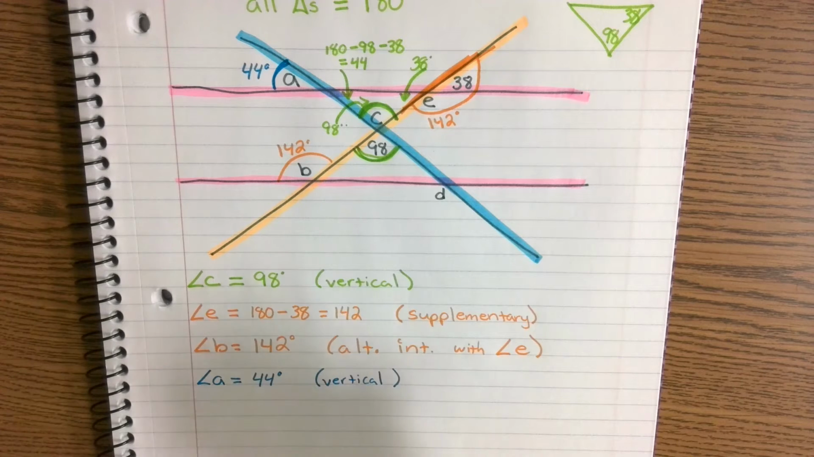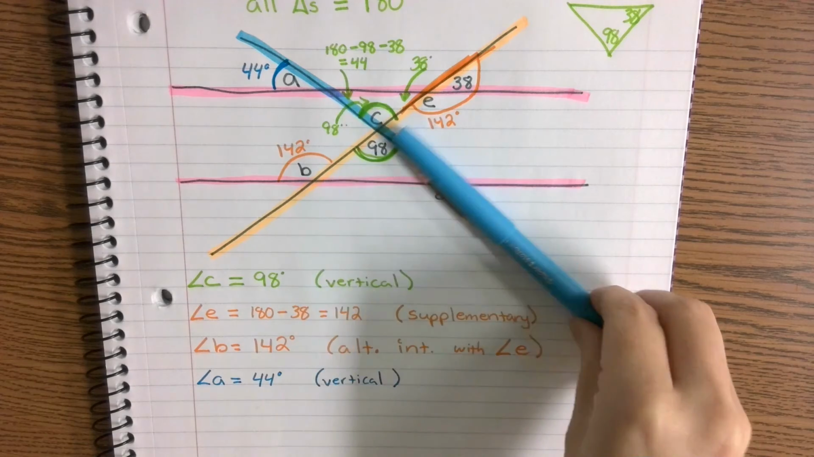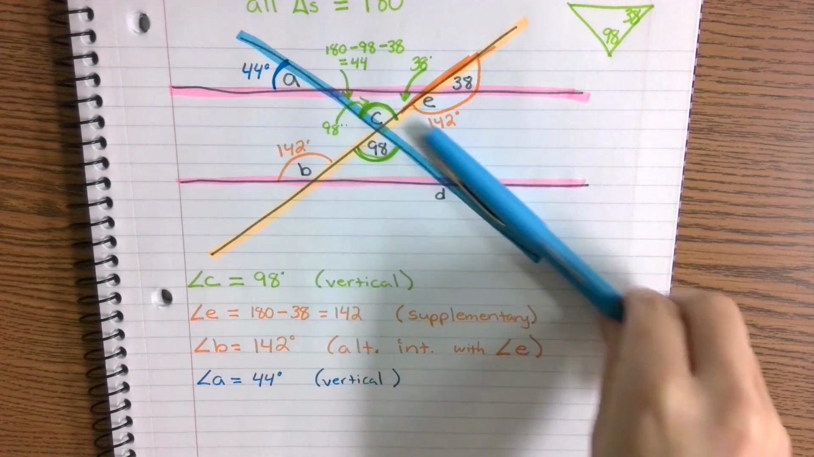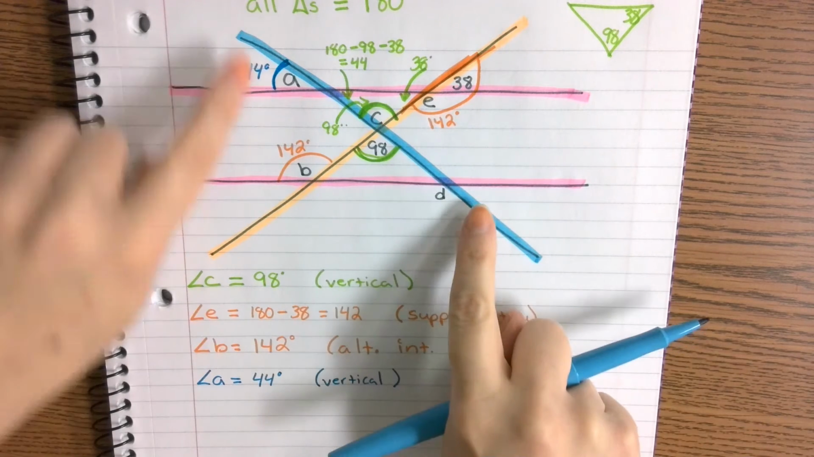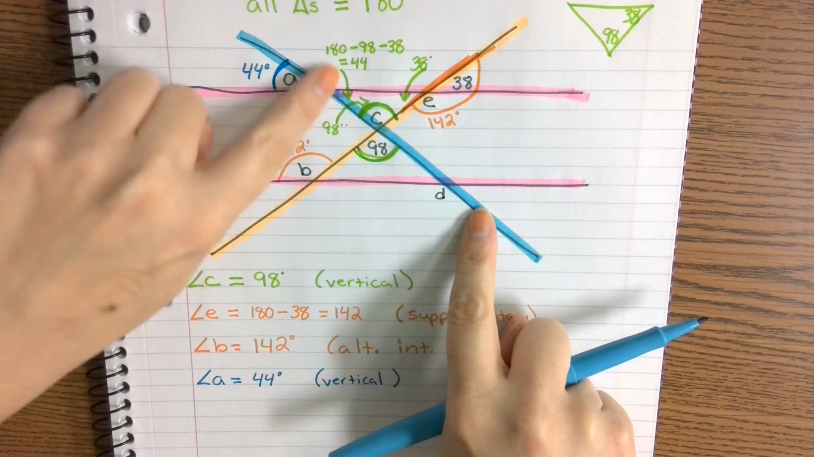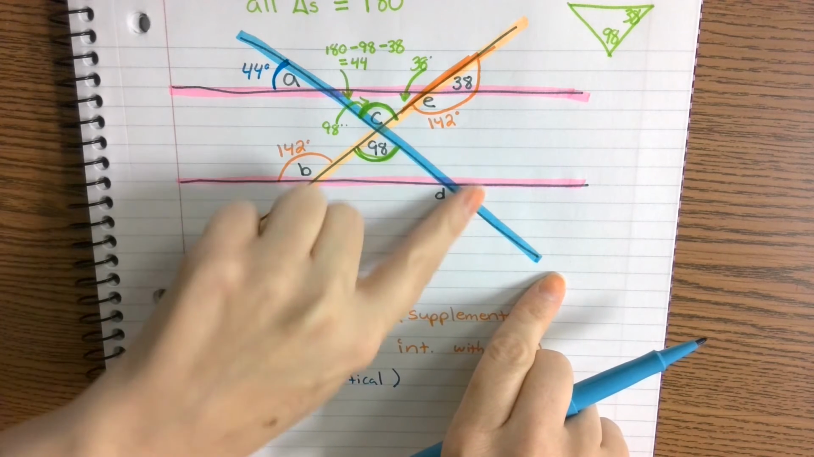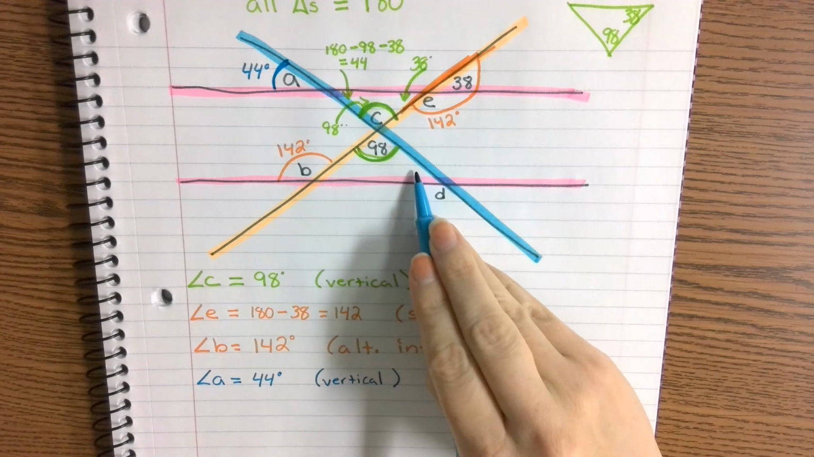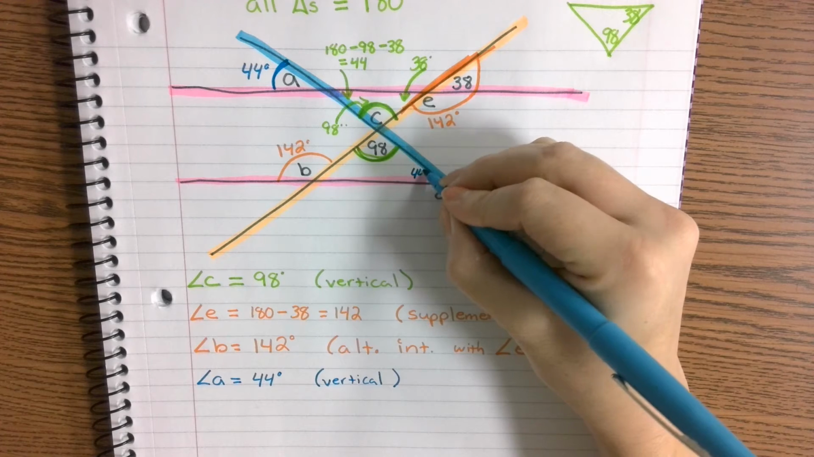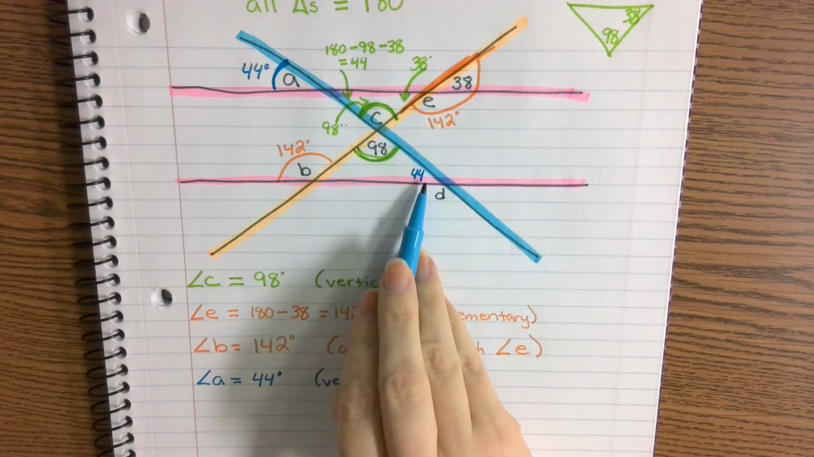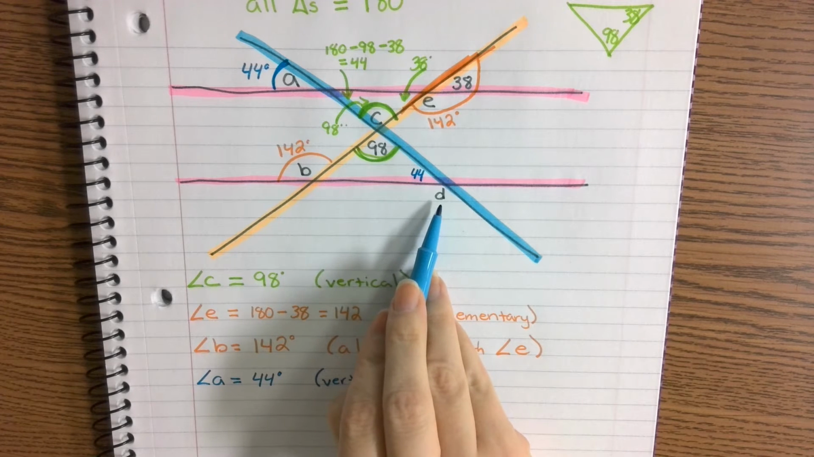Okay, now the same thing can be used, again, our same knowledge can be used along this blue transversal. If we look, remember, all of this information can translate down to this information. So that means this angle right here is also 44 degrees. So if I know that this angle is 44 degrees, how do I solve for D? Mylin?